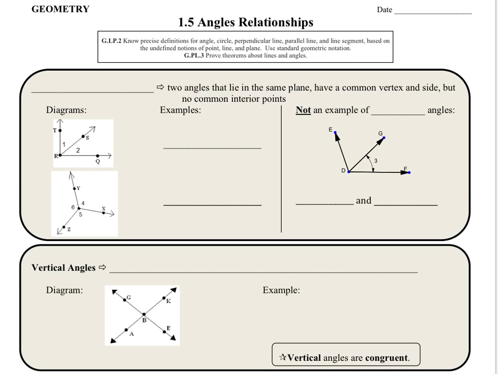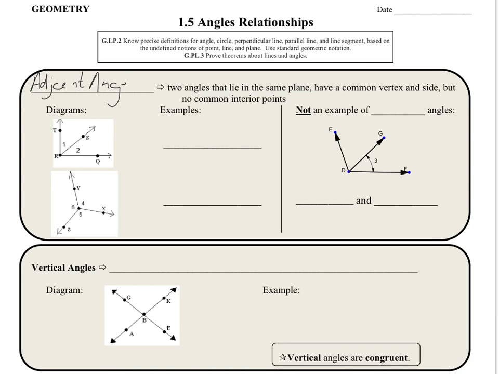All right, so the first part that we are going to look at are relationships between angles, of which there are multiple that we're going to go through. The first relationship we're going to look at, the definition: two angles that lie in the same plane, have a common vertex inside, but no common interior points. Now, what we would call these two angles would be adjacent angles.